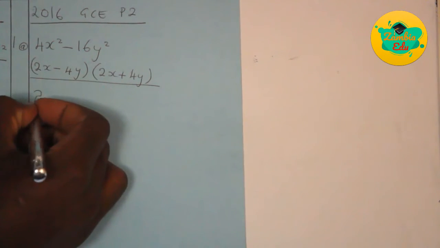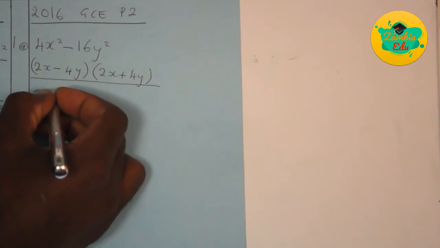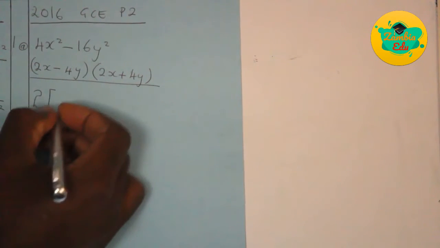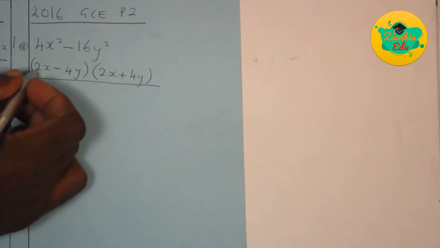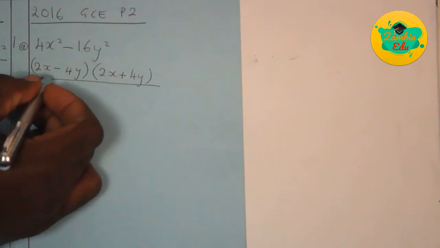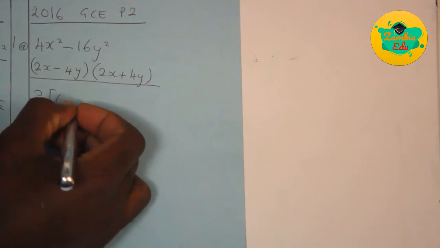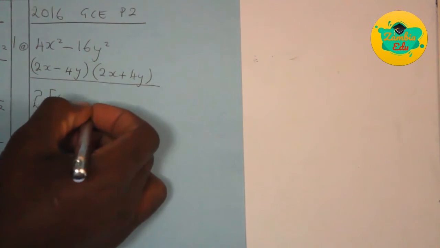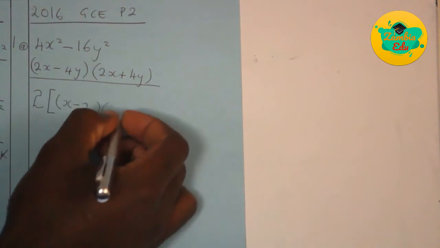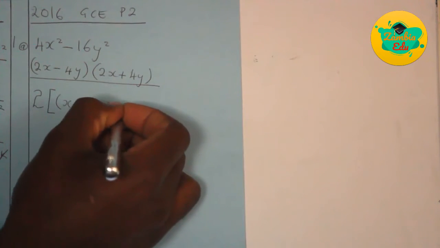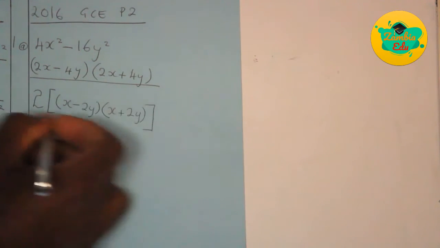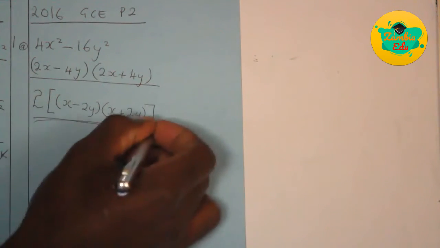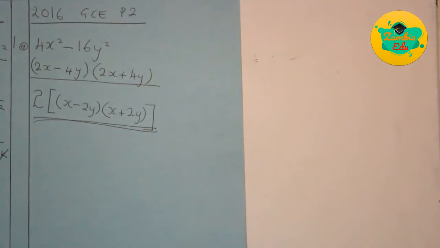So you factor out the 2 which is common, and you have brackets like these. Then on the inside, 2 into 2x squared, you only remain with x minus 2y there. Open, you have x plus 2y there, and you close. That becomes your final answer.